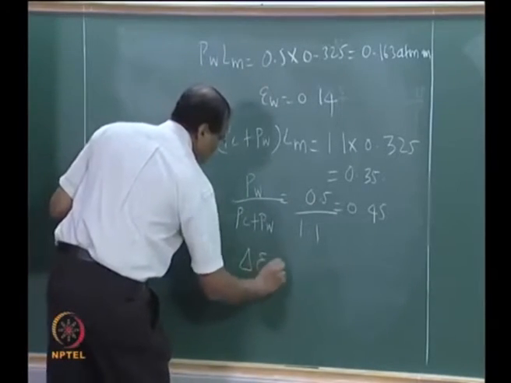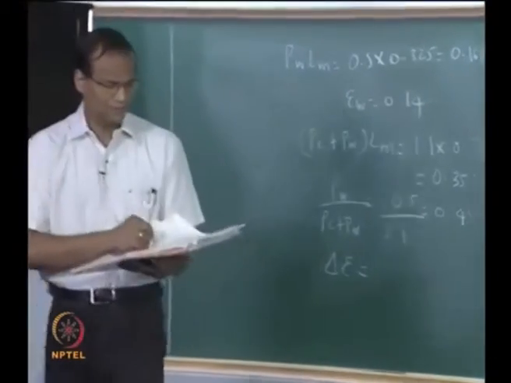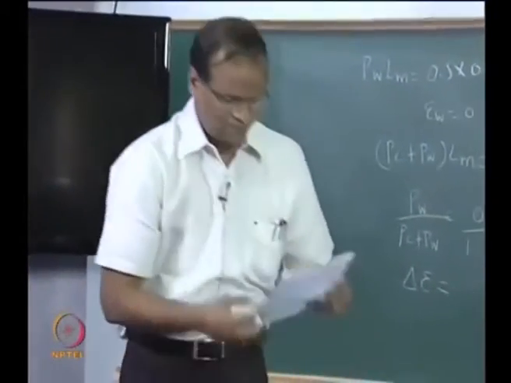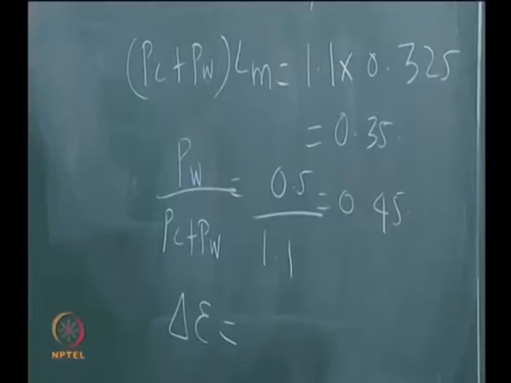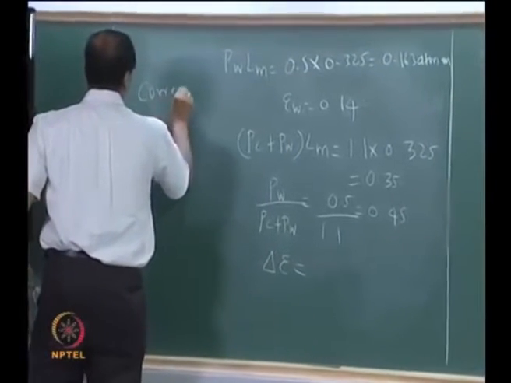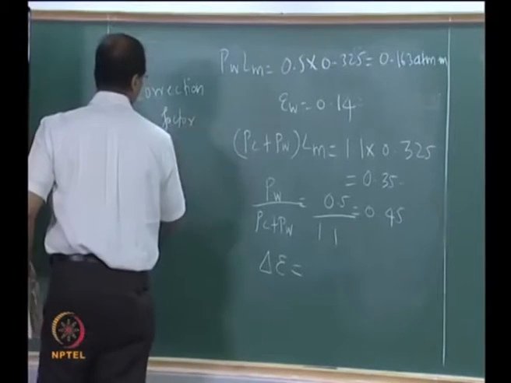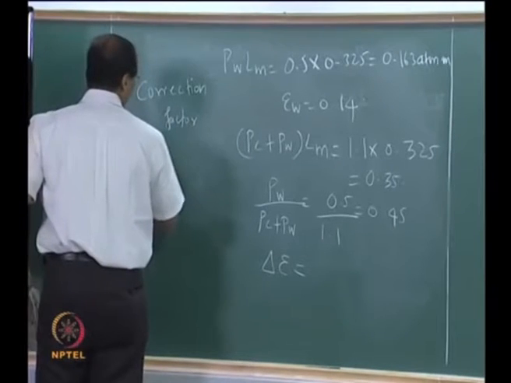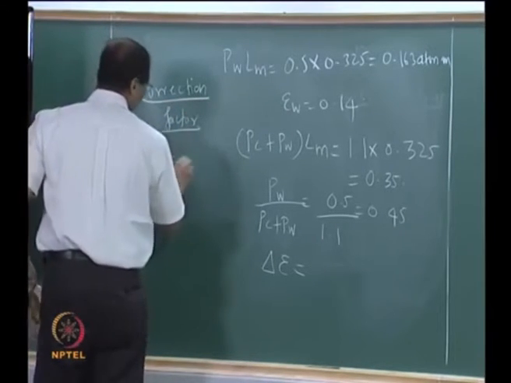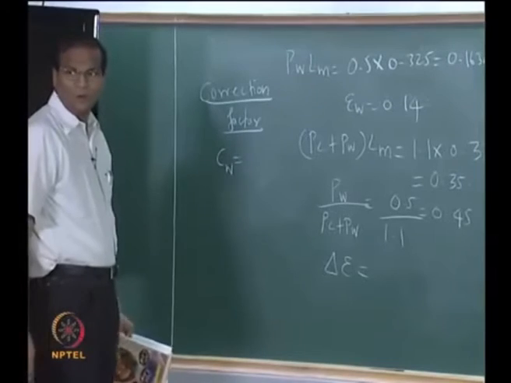Delta epsilon is, get me delta epsilon. So the delta epsilon, no, I didn't do something. What is that correction factor? CW, na? How much was this? 1.7?